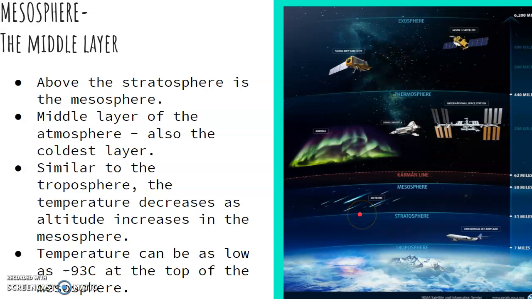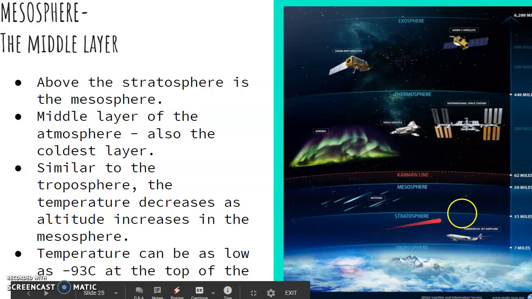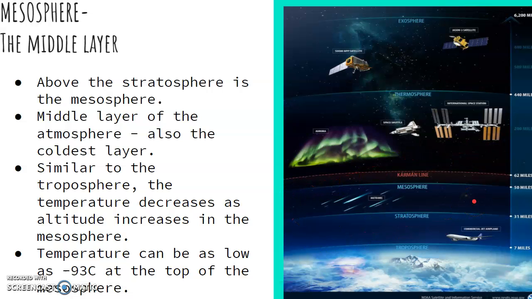The next layer that we want to talk about is the mesosphere. Now, again, we already learned that meso means the middle. So the mesosphere is obviously the middle layer. Obviously, the mesosphere is above the stratosphere. And it is the middle layer, but also the coldest layer there is. Similar to the troposphere, the temperature also decreases as altitude increases. So as you go higher up in the mesosphere, it gets colder and colder and colder.